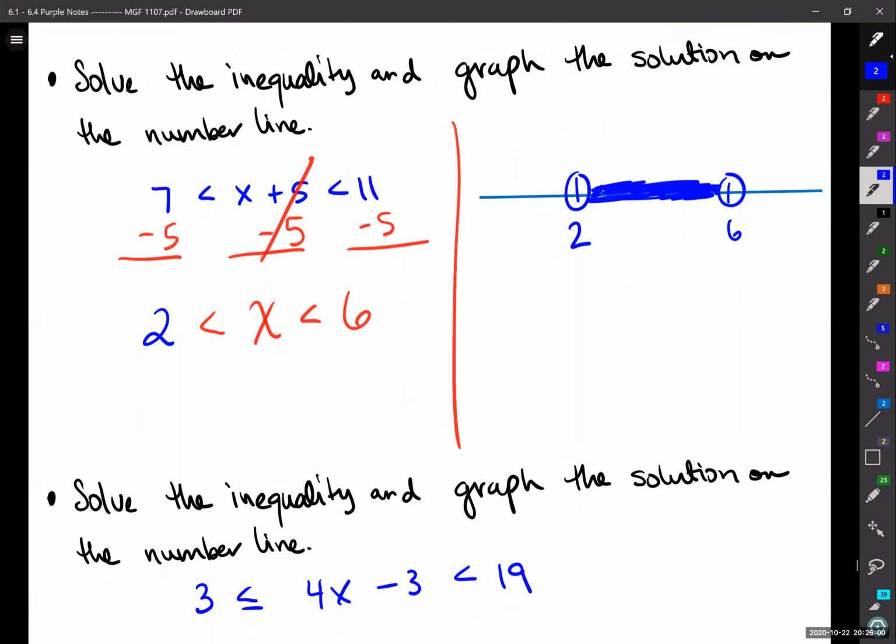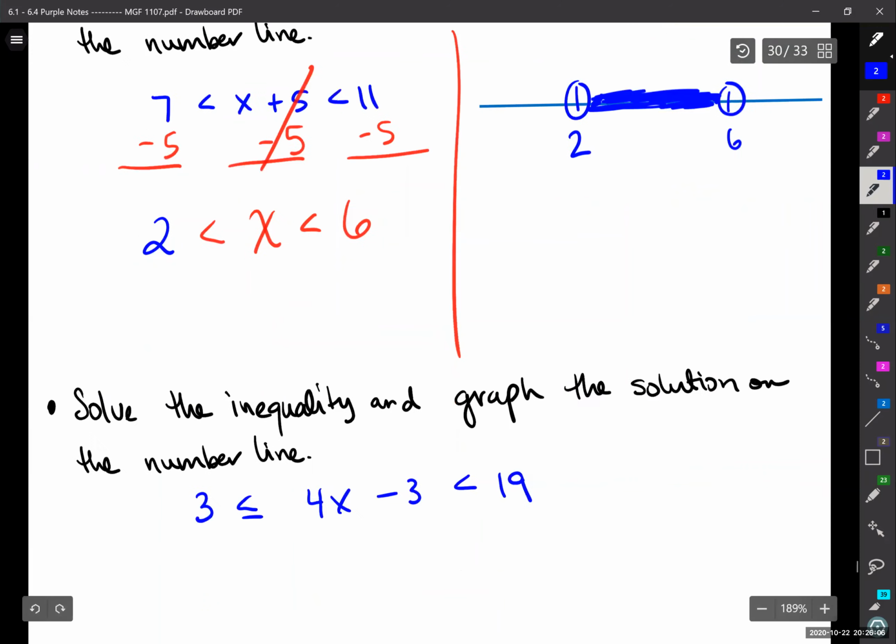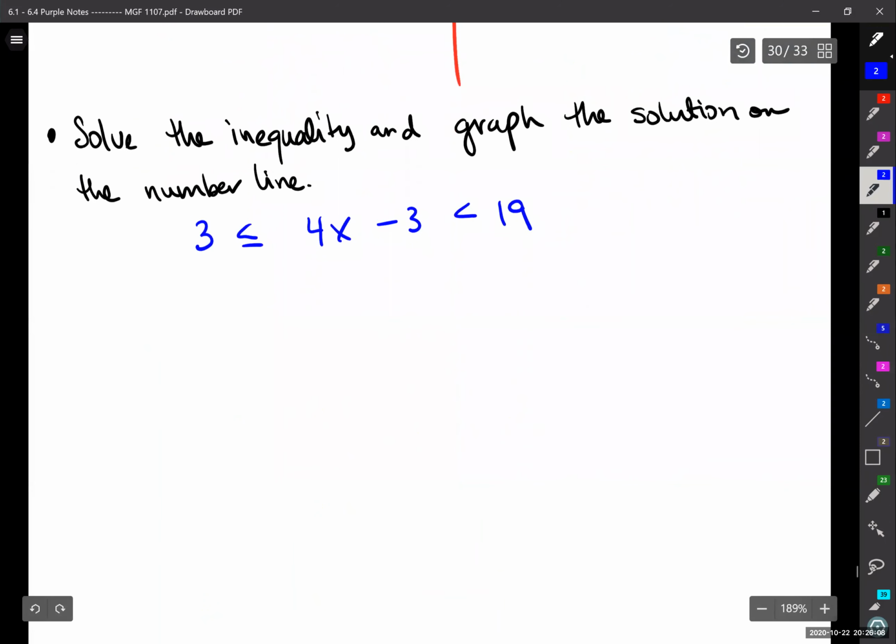Great. So remember, when there are multiple inequalities, you just treat it the same, except now there are 3 pieces that have to move the same amount. Let's try one more, except now our middle term is slightly more complicated. We've got to move a few more things. I'll give everybody a minute to work on this themselves.